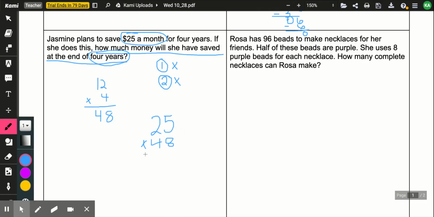Now there's a couple different ways you can do this. You can do this as an area model if you'd like to, or you can do it as partial products, or you can do it as standard algorithm, all the different ways we've learned. I will show you standard algorithm, and then I'll show you area model. So we want to start in the ones place. 5 times 8 is 40. So the 4 goes over here with the other 10s. 8 times 2 is 16, plus 4 more would be 20.